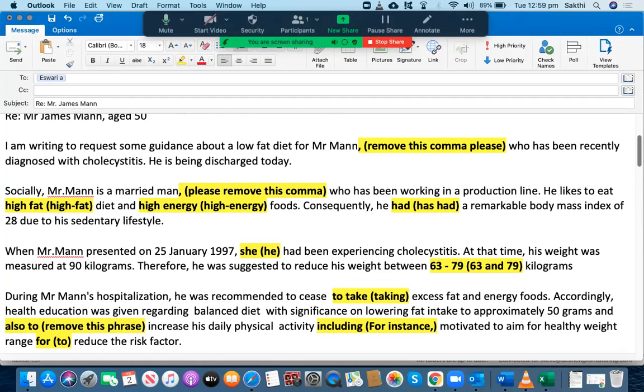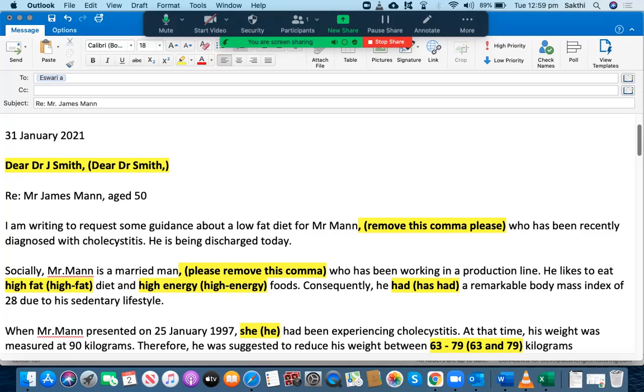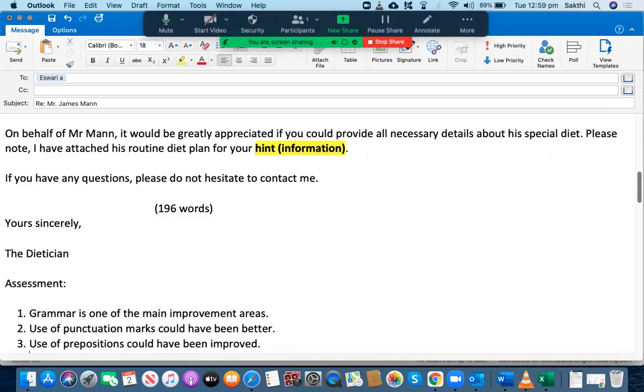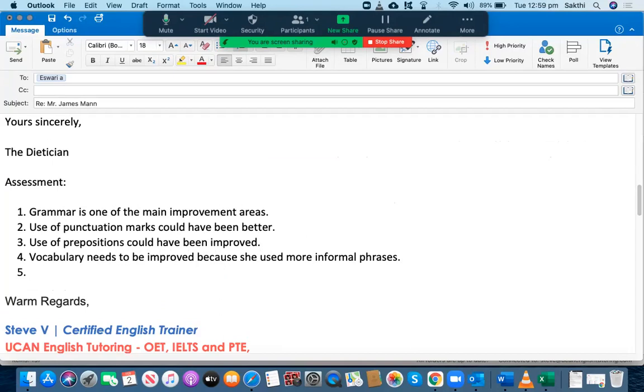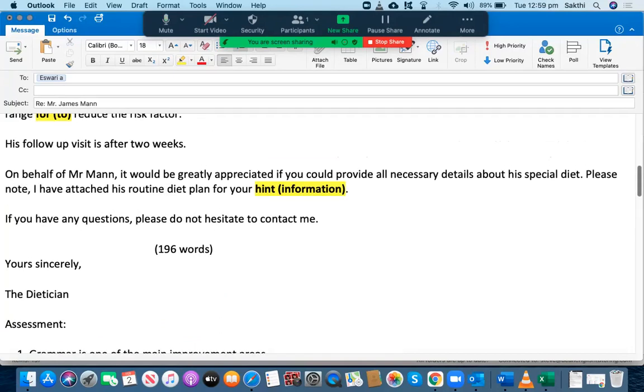Okay, let's go to the next one, vocabulary. She has changed the gender, that's not good. And then vocabulary needs to be improved, because she used more informal phrases. You should cut them down. All right.